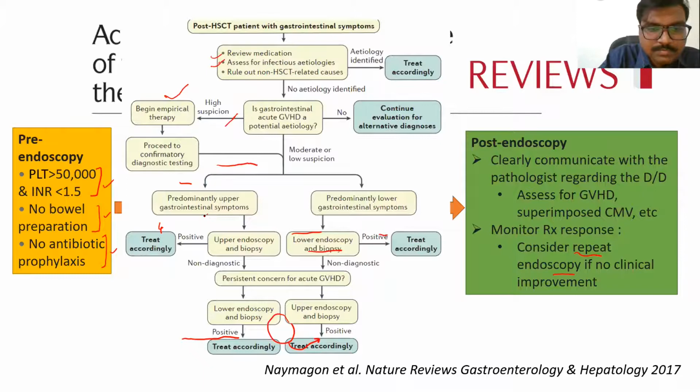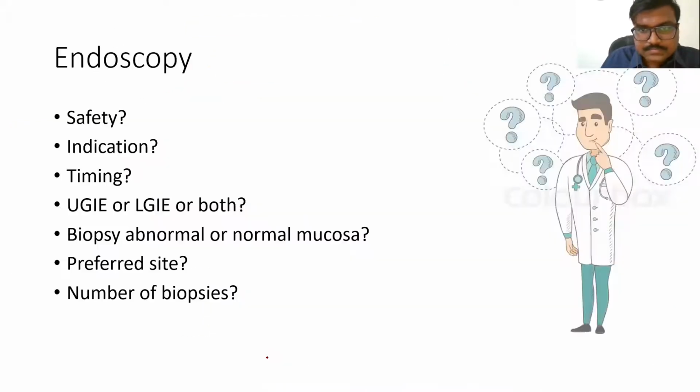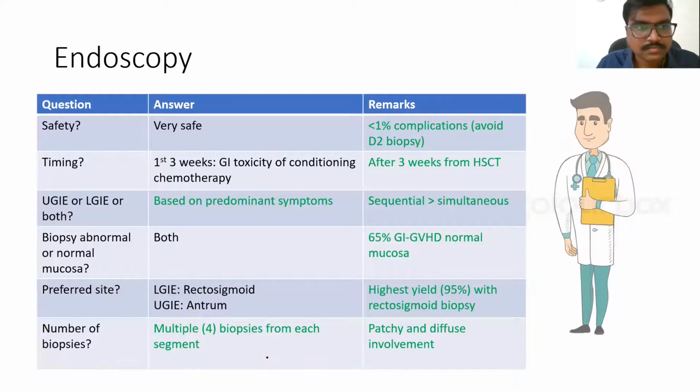As I said, if upper GI symptoms are predominant, we do upper GI biopsy, and if it is still a persistent concern, or non-diagnostic, we proceed to do other biopsy. So these were the questions which we put forward before we started with endoscopy. Let's see if we answered all of them.